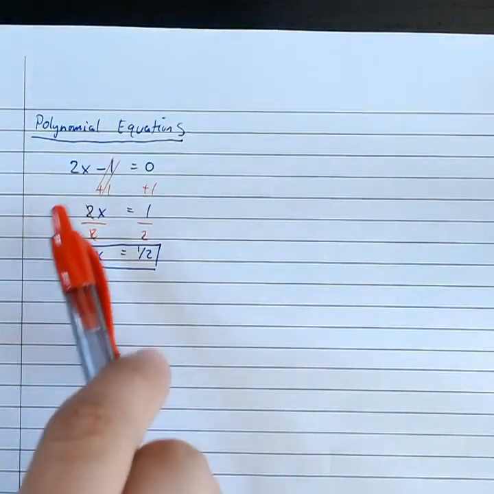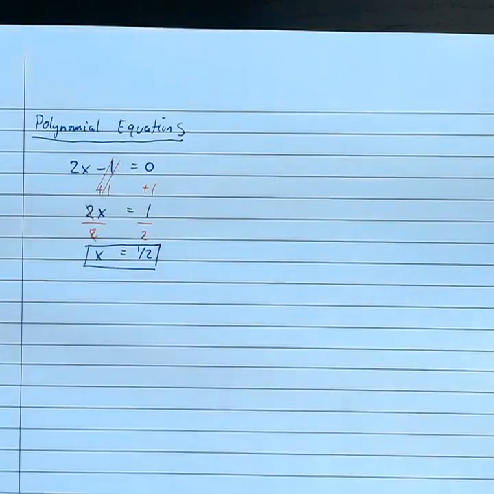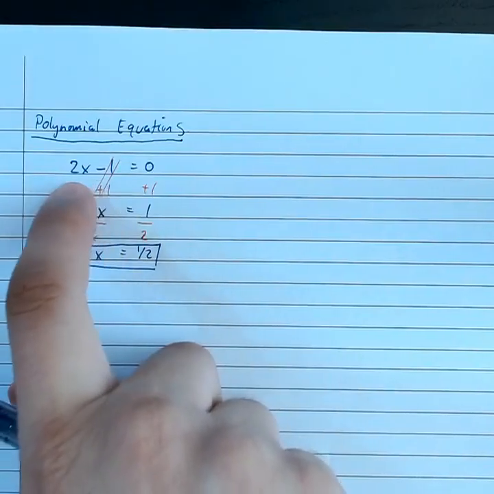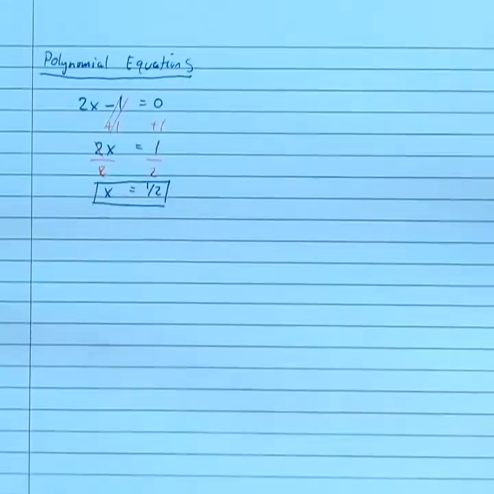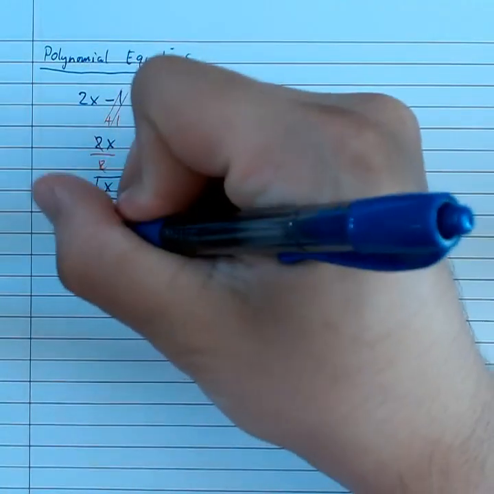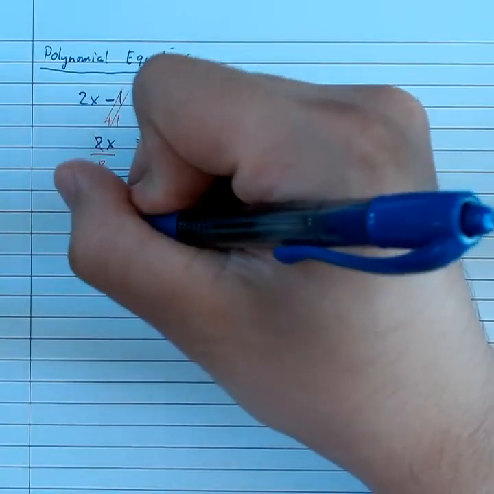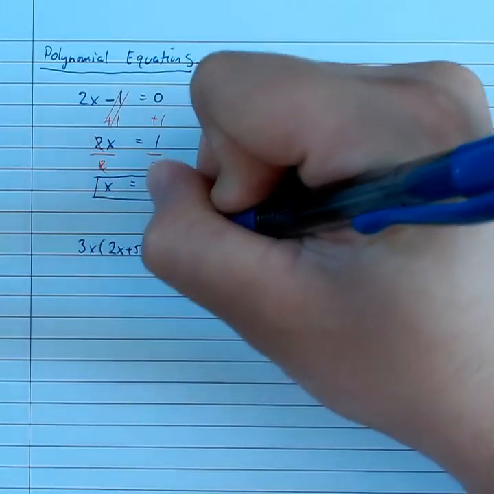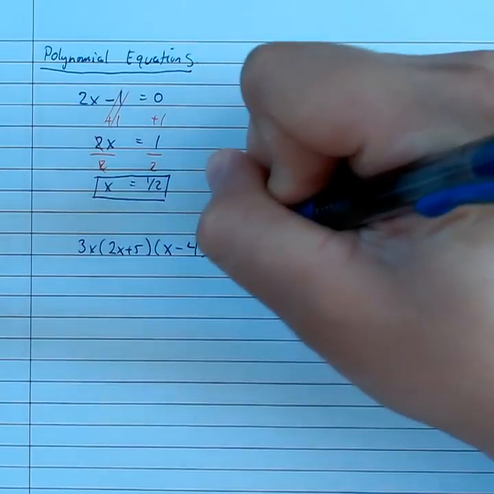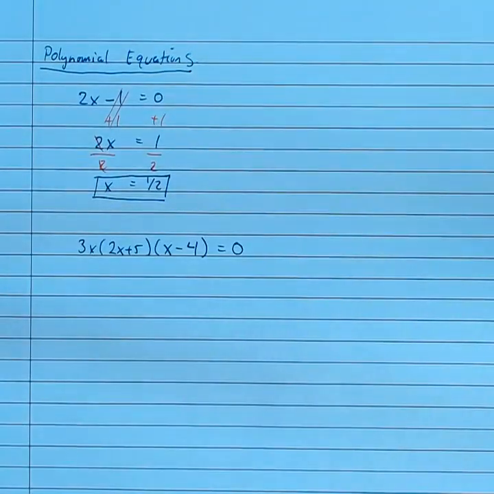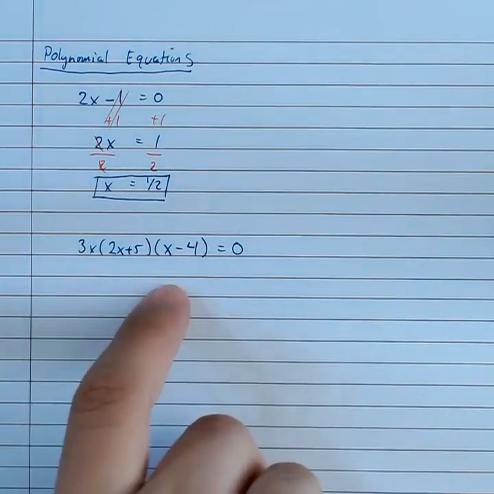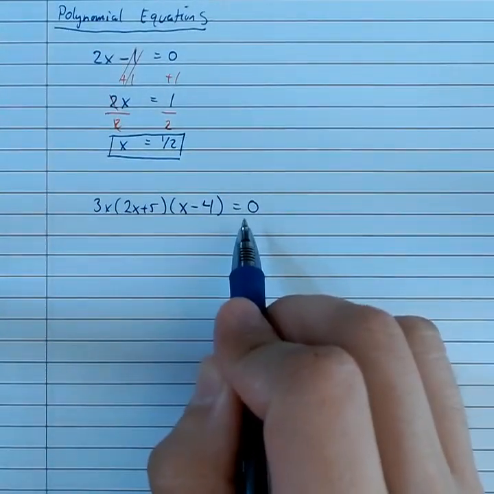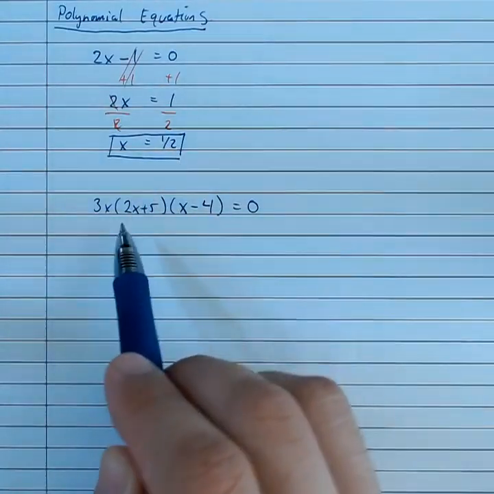Anytime you have a polynomial equation that is not linear, that your power is bigger than 1, you essentially want to break it down so that you have several versions of this simple kind of equation. We do that by factoring. So, for example, let's say we had something like 3x times 2x plus 5 times x minus 4 is equal to 0, like this. In this equation, notice that the factoring's already been done for us. Once the factoring's been done, it is just as simple as this one, albeit with more parts.